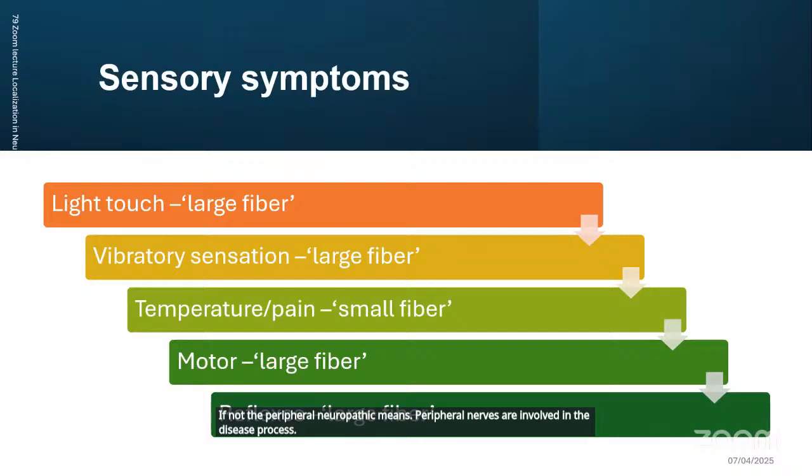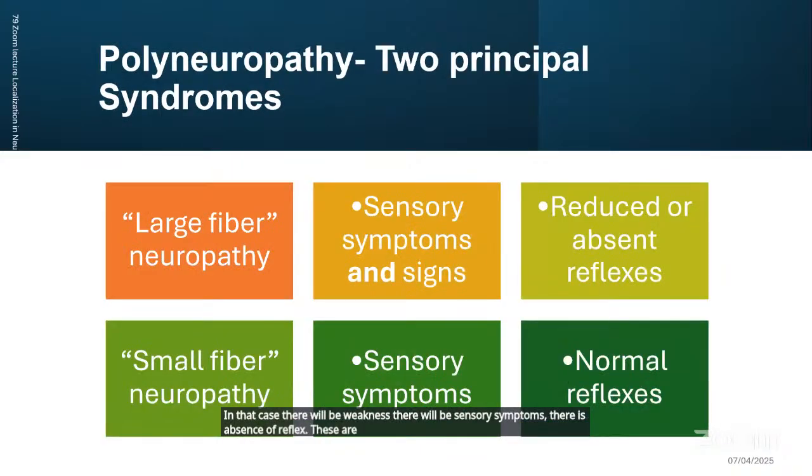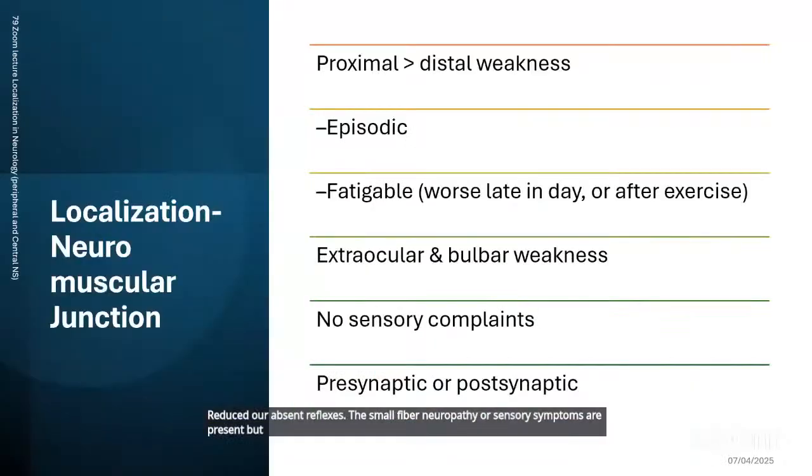In that case, there will be weakness, there will be sensory symptoms, there is absence of a reflex. These are the fibers. The polyneuropathy has two principal syndromes: large fiber neuropathy and small fiber neuropathy. The large fiber neuropathy is characterized by sensory symptoms and signs, and reduced or absent reflexes. In small fiber neuropathy, sensory symptoms are present, but reflexes are normal.